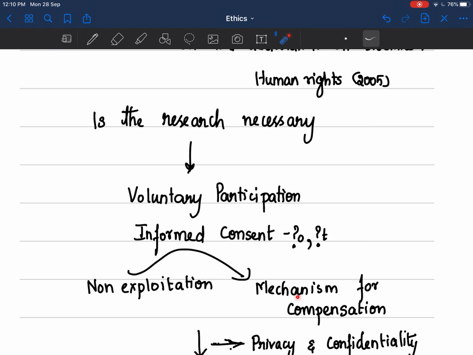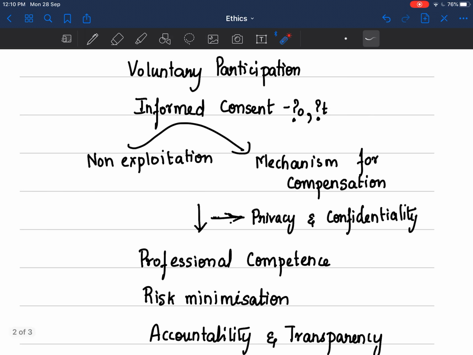And you should always have a mechanism for compensation. You can give them directly like money, and rather than that, nowadays it's insurance cover for the study. So all of these should be done, and informed consent should preferably be done in a native language, and rather than getting signed as informed consent, it should be a sign that they have understood whatever you have told. That will be a better way of doing it. And after doing everything, the patient information that you collect should be private and confidential.